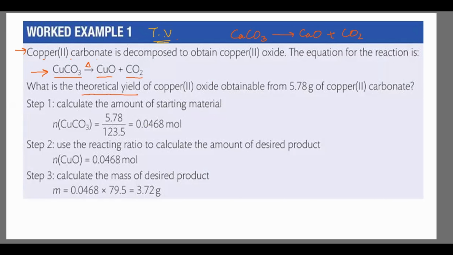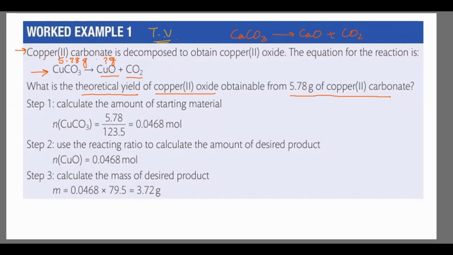That means on paper and pen using a calculator, how much product are you forming as copper oxide? They're asking what is the theoretical yield of copper(II) oxide obtained from 5.78 grams of copper(II) carbonate. They're saying that if we have 5.78 grams of this, then how many grams of copper oxide are we going to have here?